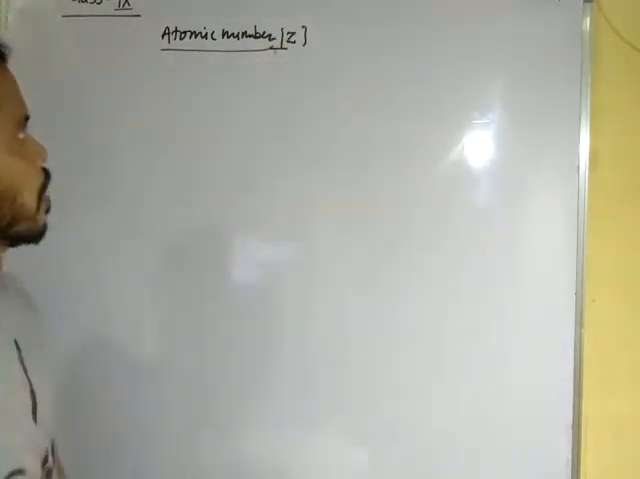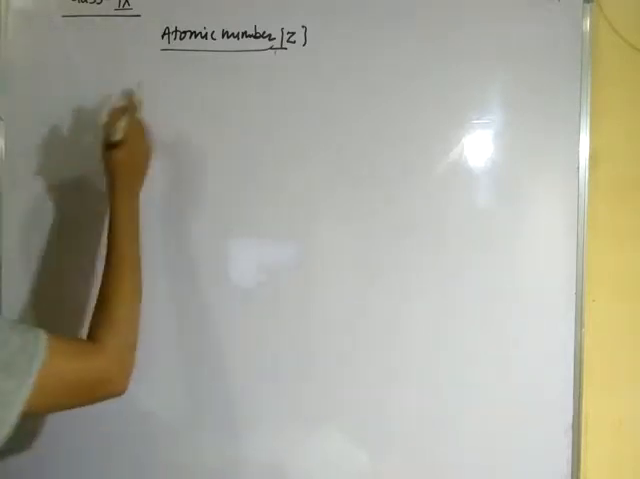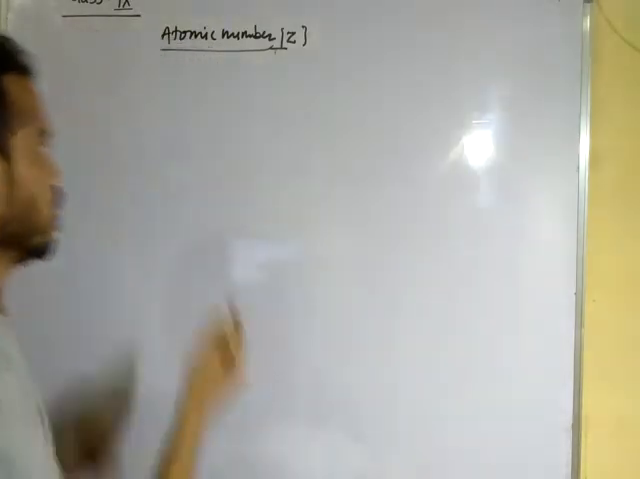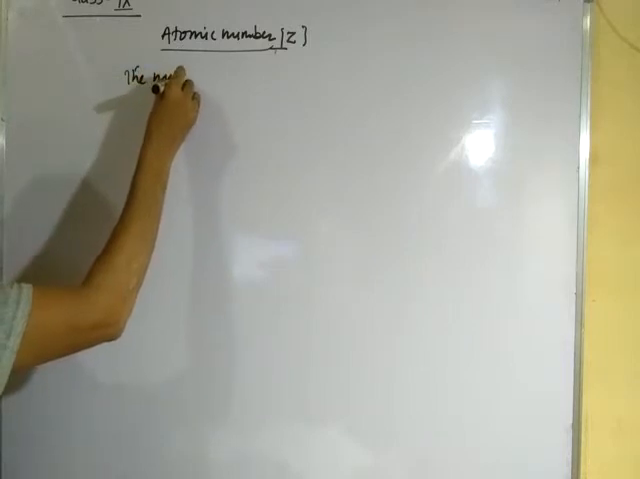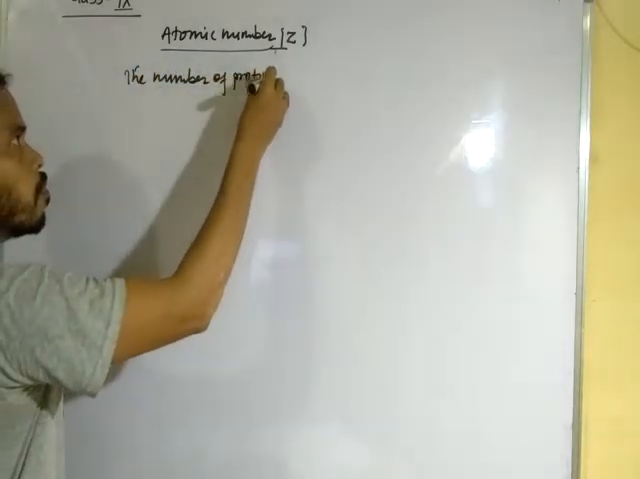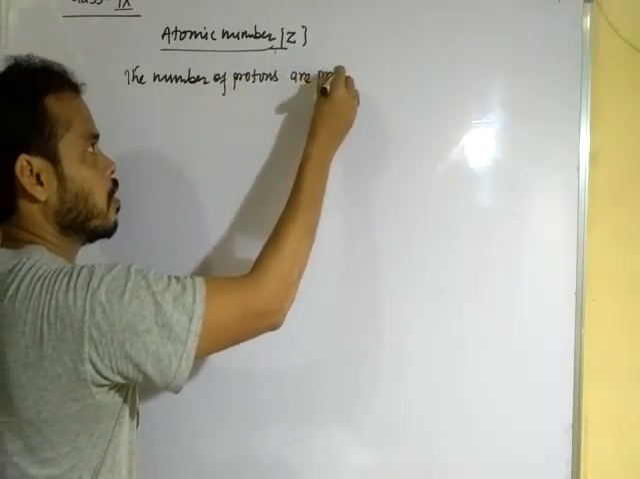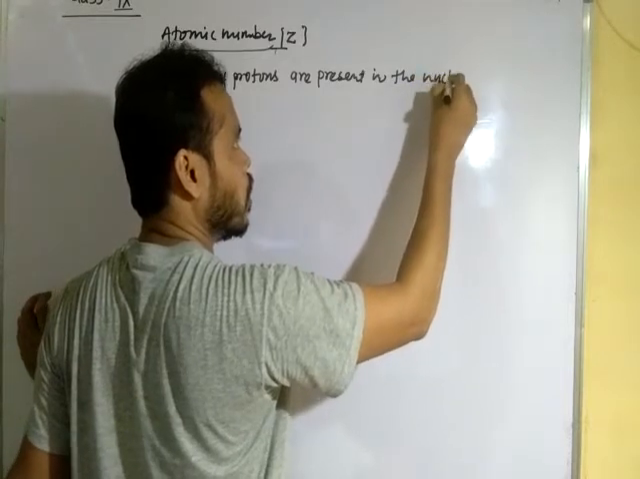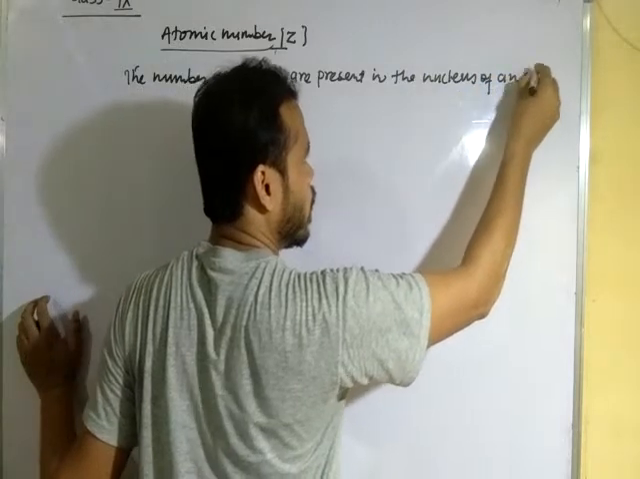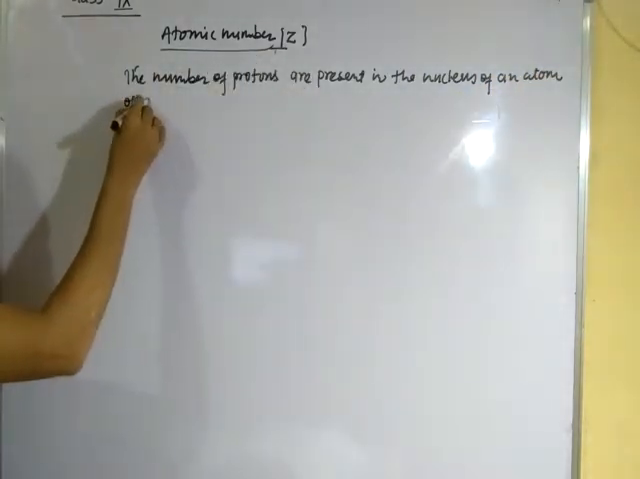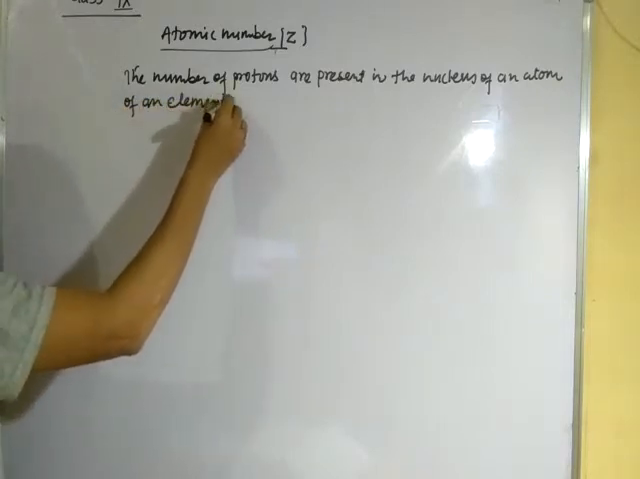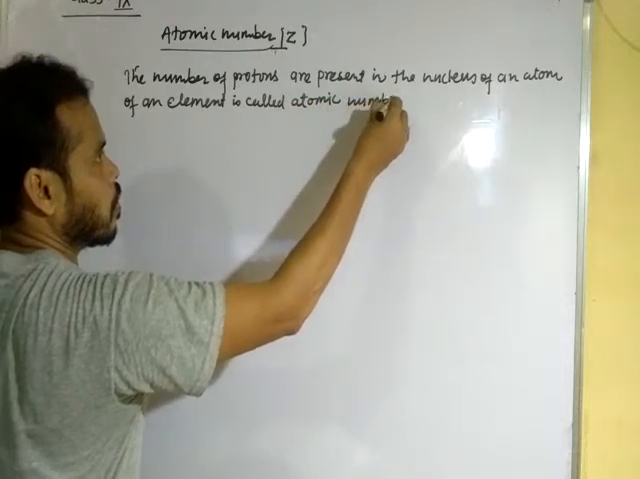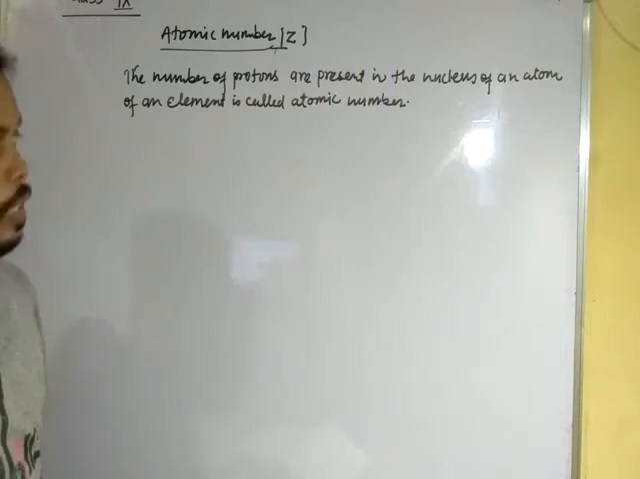See here, the definition of atomic number. Definition: the number of protons present in the nucleus of an atom of an element is called atomic number.